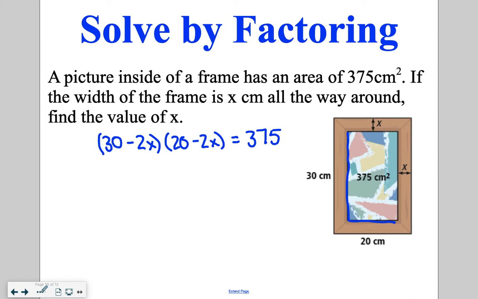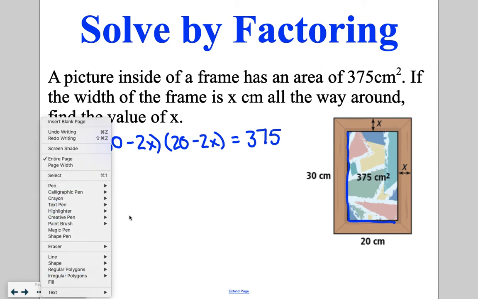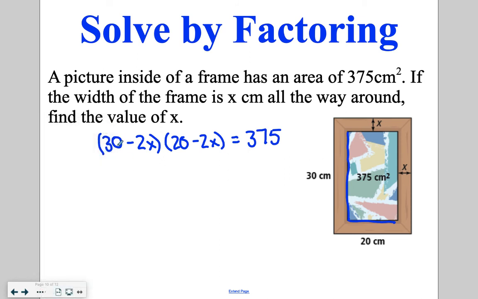Then you're going to have to go ahead and do what we did in Chapter 7, which is use FOIL to solve. So we've got 30 times 20, which is going to give me 600. Then we've got 30 times negative 2x, which is negative 60x. Then we've got negative 2x times 20, which is negative 40x. And then we've got negative 2x times negative 2x, which is going to give me positive 4x squared equals 375.